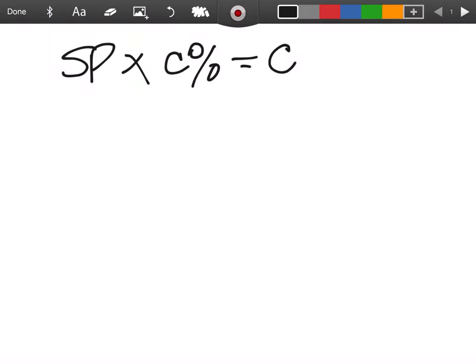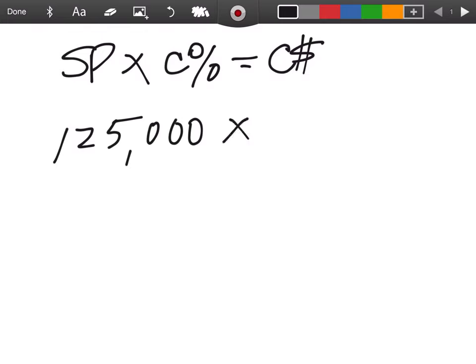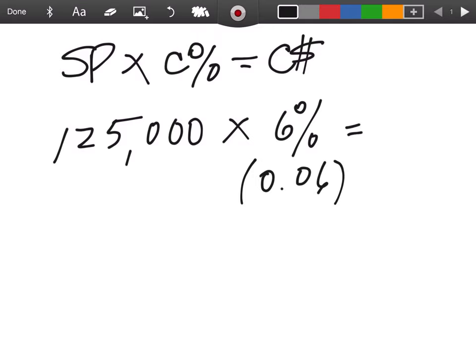Some commission practice examples. We know that the sales price times the commission percentage equals the commission dollars. So if we sold a house at $125,000 times 6% commission, which is 0.06, this is going to equal $7,500. Pretty straightforward. That's one calculation they could ask you.